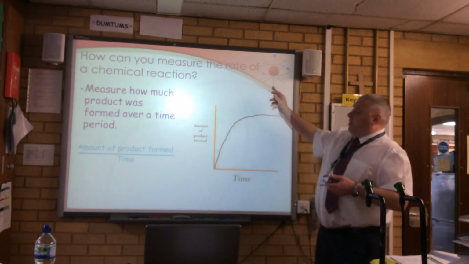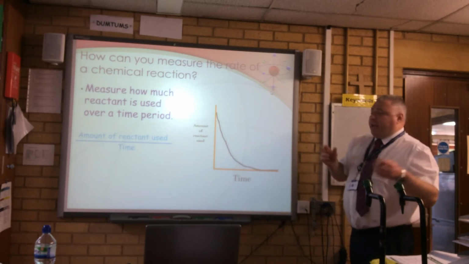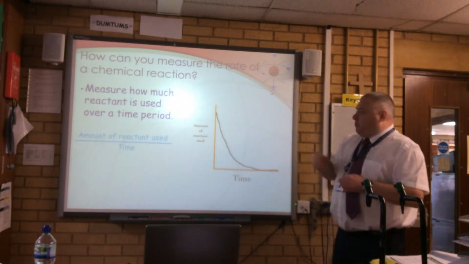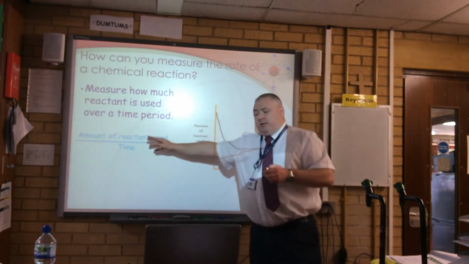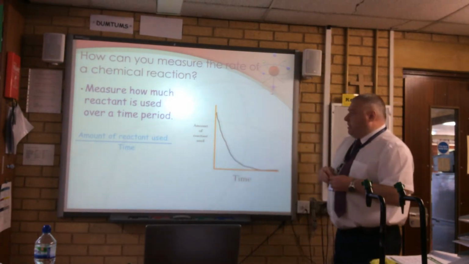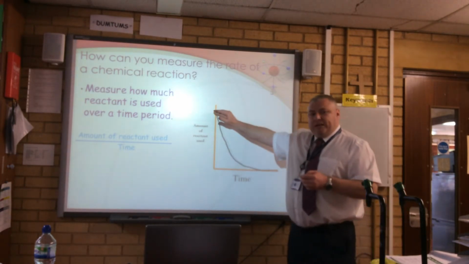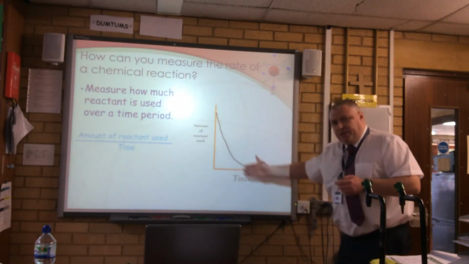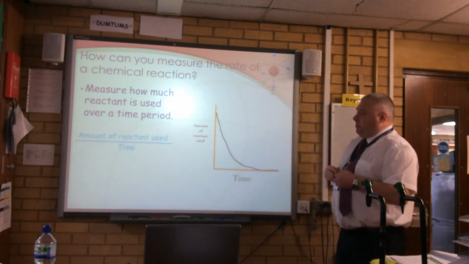The other way we could do it is measure how quickly the reactants are used up. So, same thing again. The amount of reactant would be divided by time and that would give you the rate. And if we looked at that as a graph, obviously the amount of reactant would be very high at the beginning of the reaction. And as the reaction proceeds, the amount of reactant gets less.